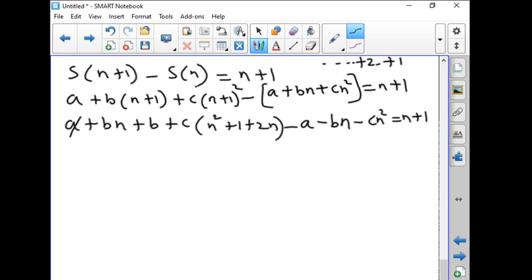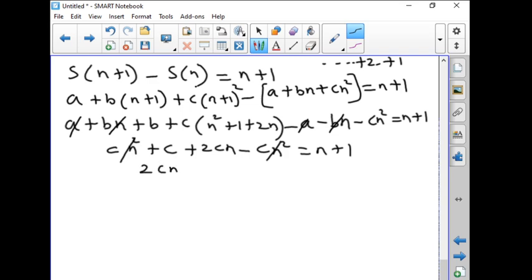So என்னவாகுது? plus a minus a cancel ஆகுதா? plus bn minus bn cancel ஆகுதா? So what is remaining? cn square plus c plus 2cn minus cn square is equal to n plus 1. அப்போ இப்போ plus cn square minus cn square cancel ஆயிடுது. So what you get? 2cn plus c is equal to n plus 1. So now comparing the coefficients.